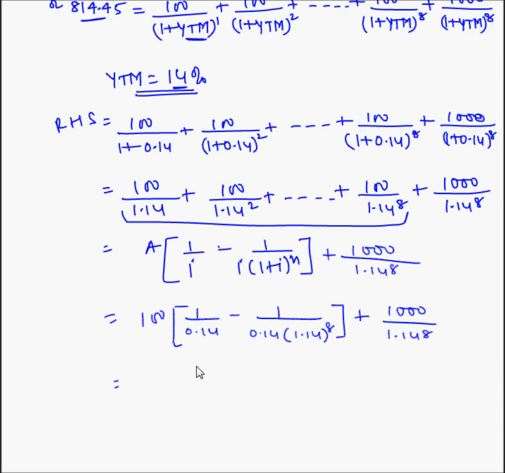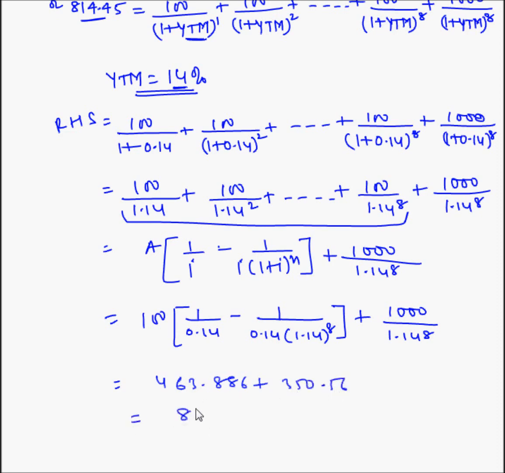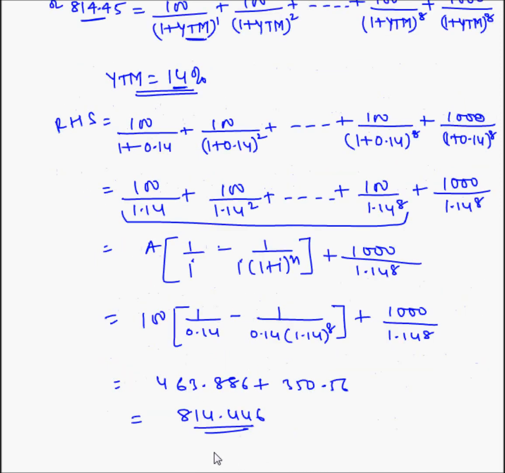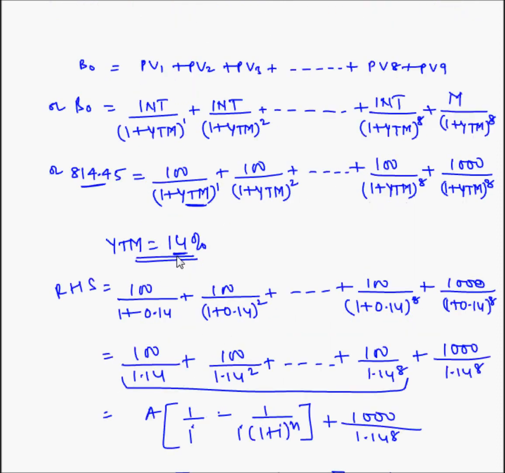So this comes out to be 463.886 plus 350.56, which is equal to 814.446. Now the left hand side is equal to 814.45, which is pretty much the same as 814.446 rupees. So this is the right answer, that is 14%.